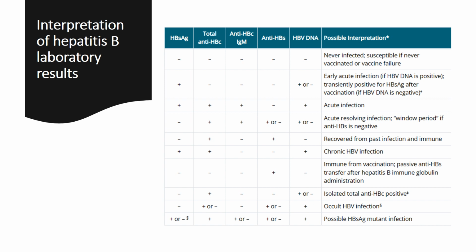3. Passive maternal transfer of total anti-HBc to an infant born to a hepatitis B surface antigen positive gestational parent, for up to 24 months. HBV DNA is negative. 4. Occult HBV infection. HBV DNA is positive, typically at low levels. Anti-HBs might or might not be positive. 5. Hepatitis B surface antigen mutant infection. HBV DNA is positive, typically at high levels. Anti-HBs might or might not be positive.